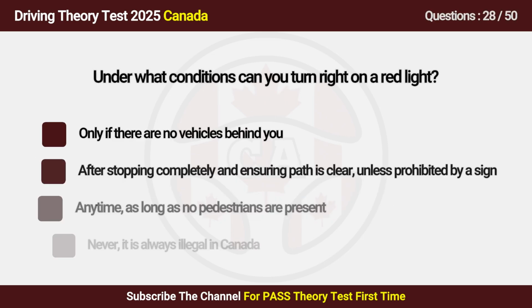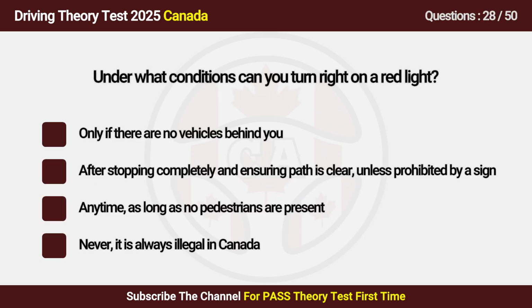Question 28. Under what conditions can you turn right on a red light? A. Only if there are no vehicles behind you. B. After stopping completely and ensuring the path is clear, unless prohibited by a sign. C. Any time as long as no pedestrians are present. D. Never. It is always illegal in Canada.